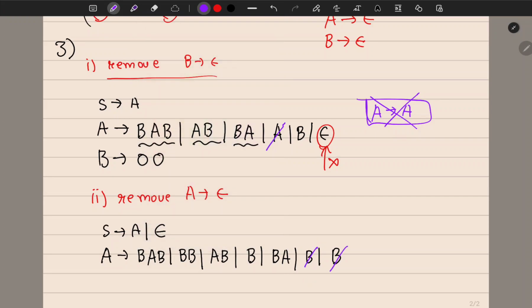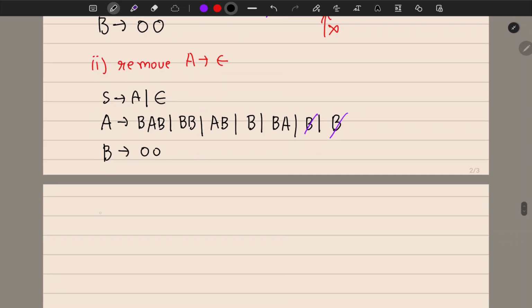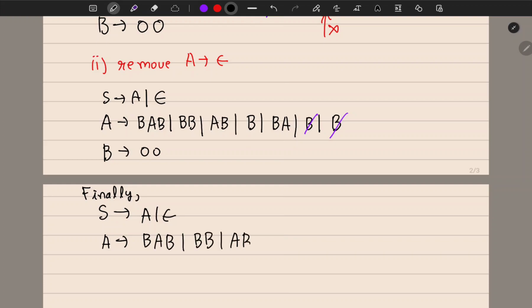B, B, they are cut. Okay, so there was another rule, we will write as it was. So what the final production does is: S goes to epsilon, A gives B A B, B B, A B, B A, and B. Also B gives 0 0.